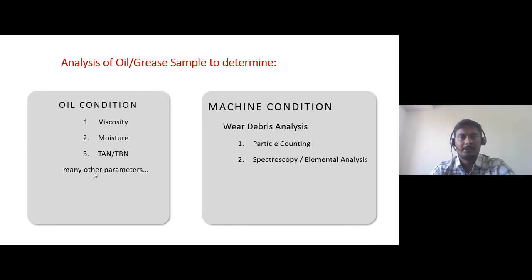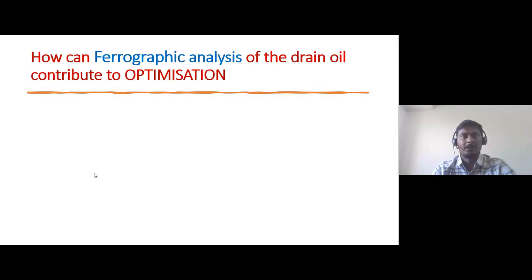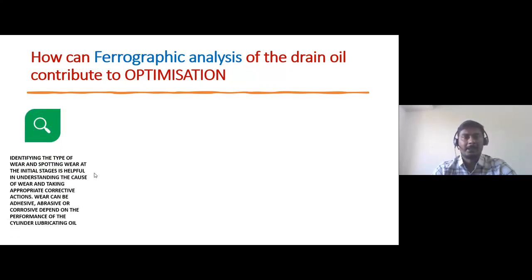So these are the main parameters we are going to analyze in our cylinder analysis. Here we add ferrography analysis of particles for this cylinder oil. How does ferrography analysis of drain oil contribute to optimization? It identifies the type of wear and what the particles are. Is it copper, chromium, aluminum, or iron? We can also understand the metallurgy inside the engine and what equipment needs action.